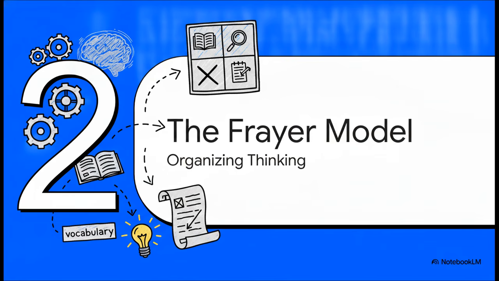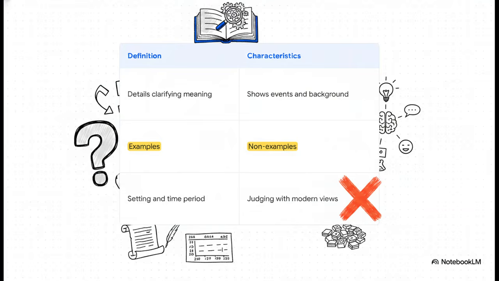Moving right along to section 2, building a Frayer model. Okay, so this is the Frayer model. It's a remarkably helpful 4-square graphic organizer. You place your key term, like literary context, right in the middle. Then you just fill out the 4 quadrants around it.